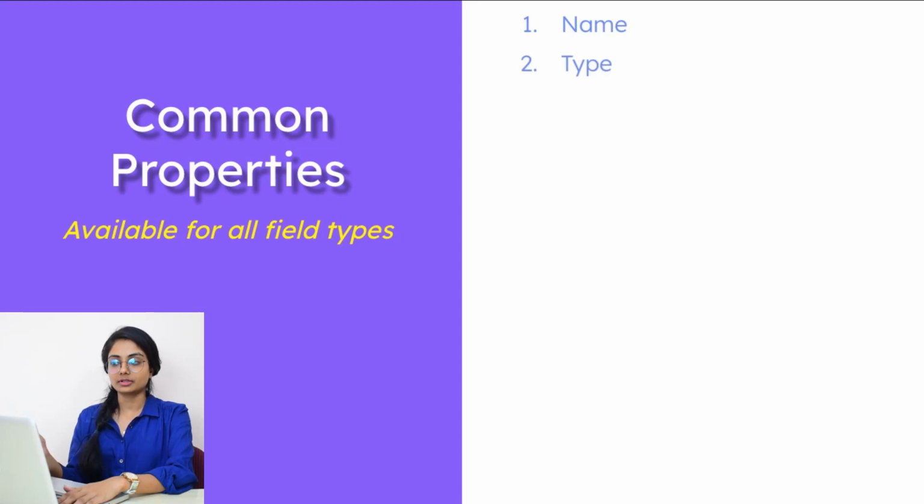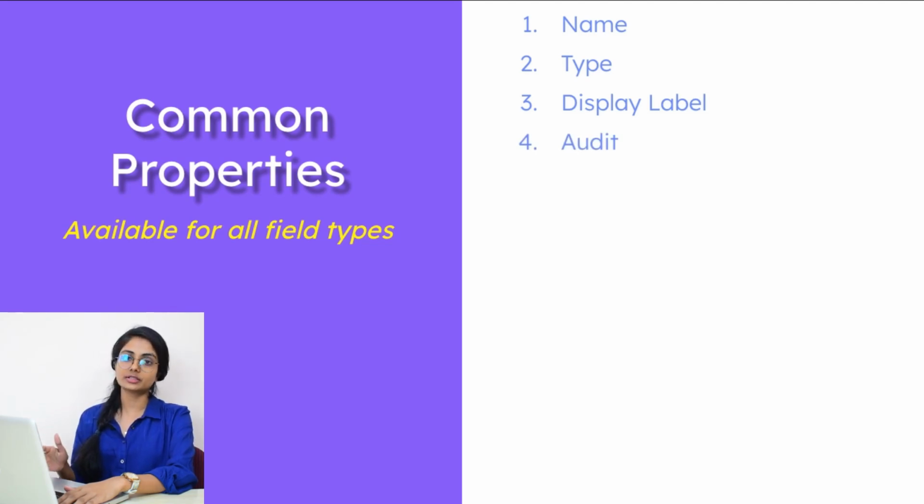Name is a common property which will be available for all types of fields, meaning you will have to give some name for each field so that you can identify it on CRM. That is why name is a common field. Type means what is the field type of this field. That field type is also a common property which you will get for all types of fields. Display label is also a common property because every field which should be displayed at the front end of CRM should have a label. It is required for all types of fields. That is why display label is also a common property.